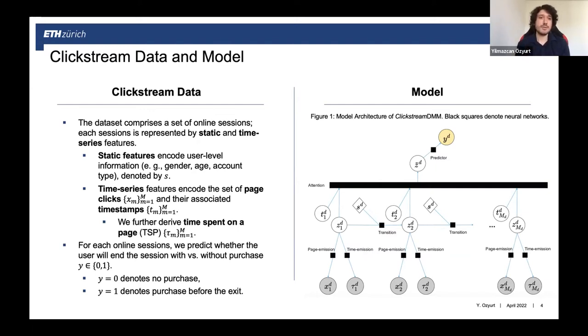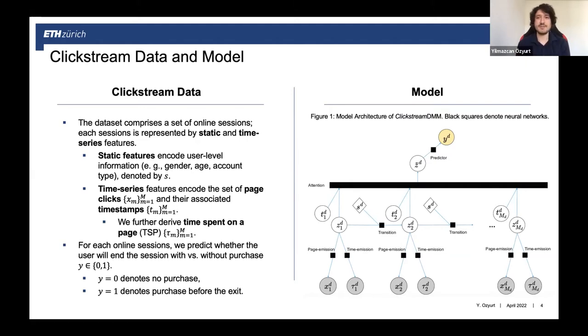And on the other hand, more importantly, we have time series features which encode the set of page clicks denoted by X_m, and their associated timestamps showing exactly when this page click happens, which was denoted by t_m in the figures. Since we know the timestamps of the pages, we further derive another time series feature we call time spent on a page, which is denoted by tau_m in this context. And if you are into this literature, you may have seen dwell time instead, but time spent on the page and dwell time correspond to pretty much the same thing.